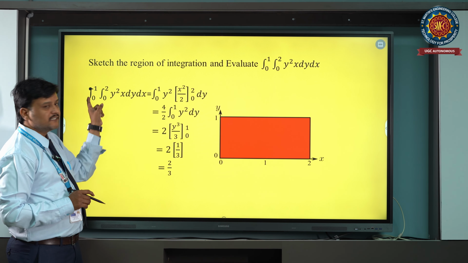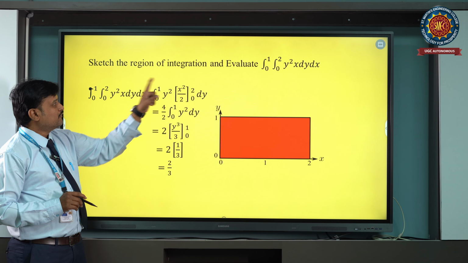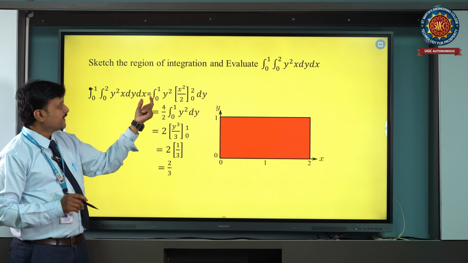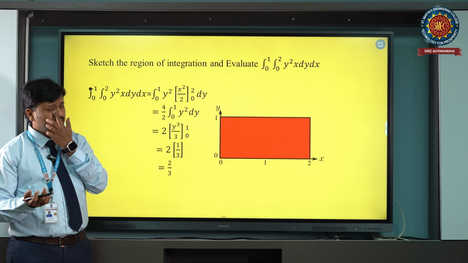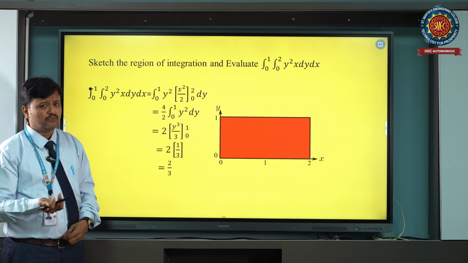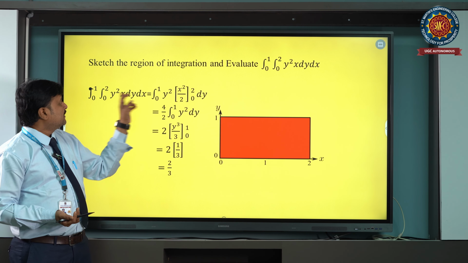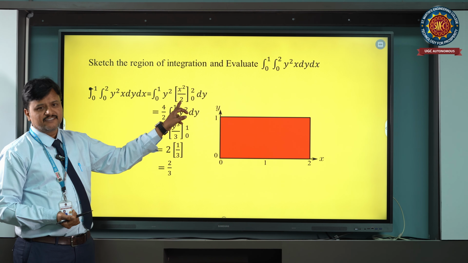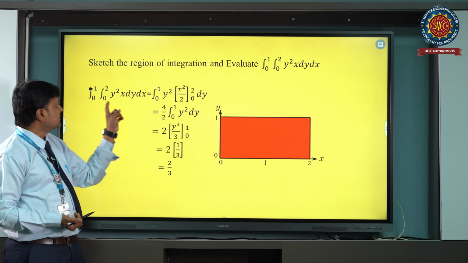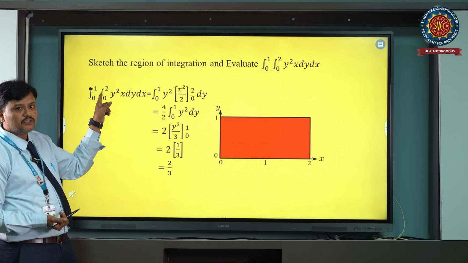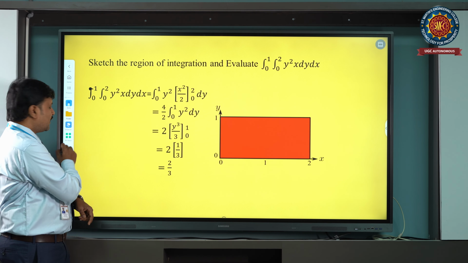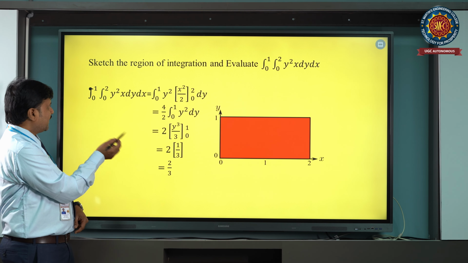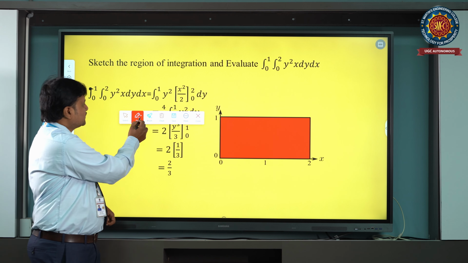See, x is equal to 0 to 1 and y is equal to 0 to... I am taking, you can follow any order. First with respect to y, then with respect to x, or with respect to x, then with respect to y. Here I am taking interior limits belonging to x. So interior limits are x is equal to 0, x is equal to 2, and the outer limits belong to y.